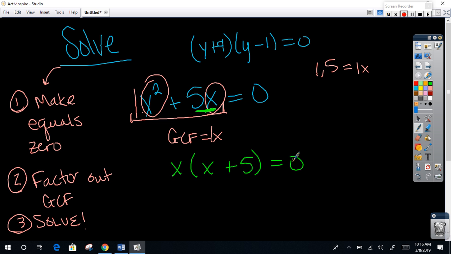Now, remember that zero product property we talked about? When two things multiply to give you 0, one or both of them is 0, right? X times x plus 5. Here is one thing multiplied and two things multiplied. So when I solve them, that means that x could be 0, or what?